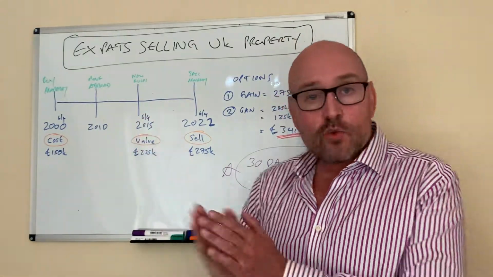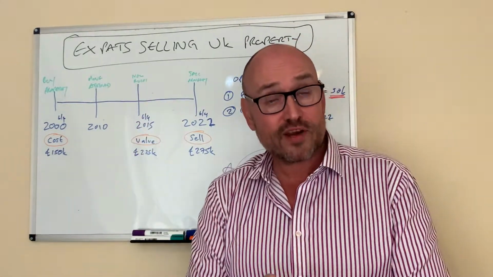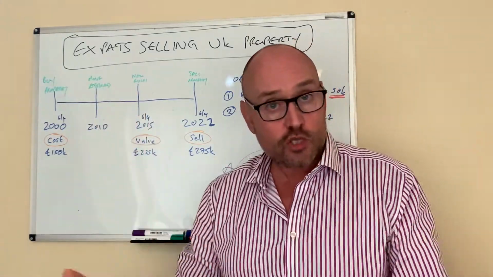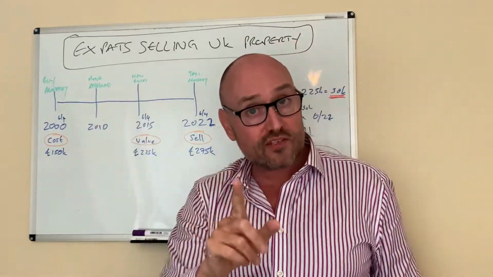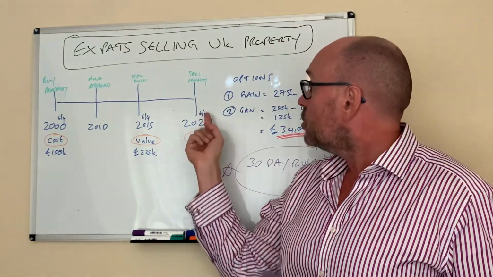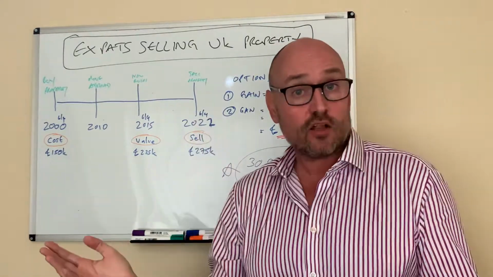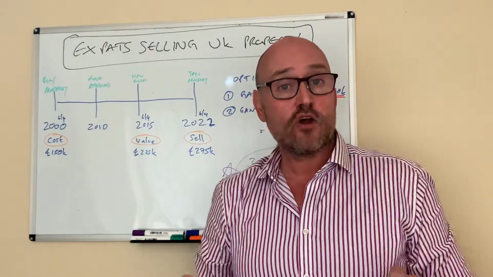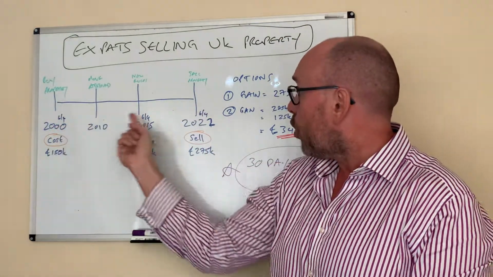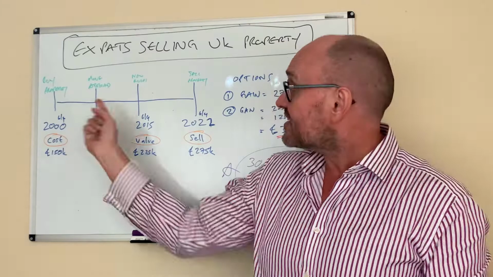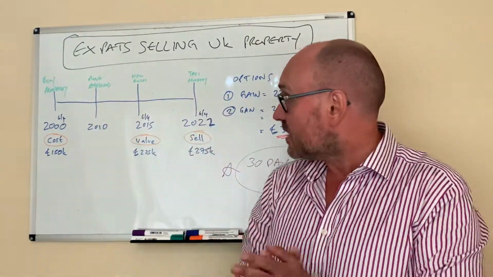Next in the timeline, we get to 2015. Now this is when they changed the rules, when I said up to this point there was no capital gains on UK property if you're an expat. Then they changed the rules, 2015. And then here we are, 2022. Again, on the 6th of April, we're going to assume this individual sells their residential property, finally, after having it for 22 years. So that's the timeline: buy property, move abroad, new tax rules, sell the property.